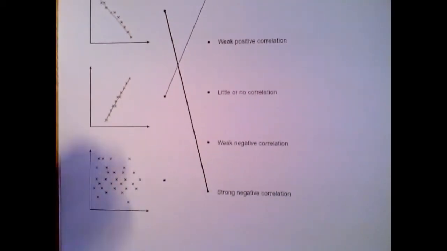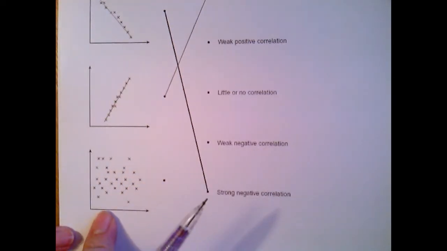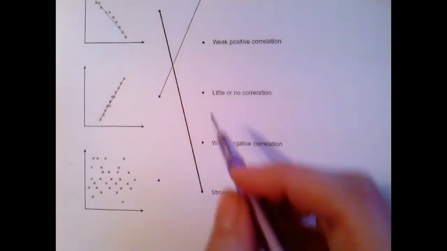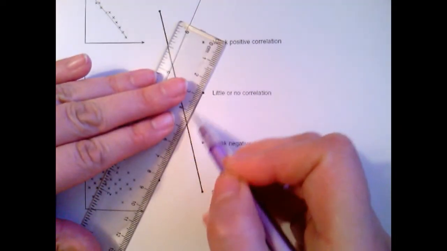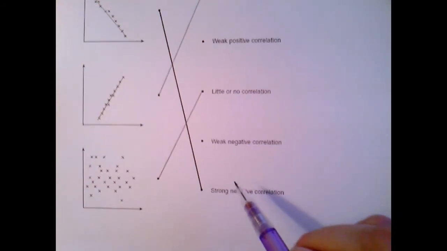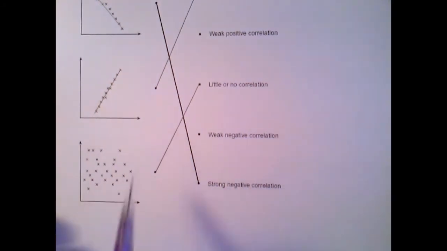The last graph then, those points are so scattered all over the place that there's no way that you could draw in any best fit line there at all. So that would be either little or no correlation. So if you can't draw in a best fit line, then that means that there's no correlation or there's no connection between whatever the two things are on the graph.